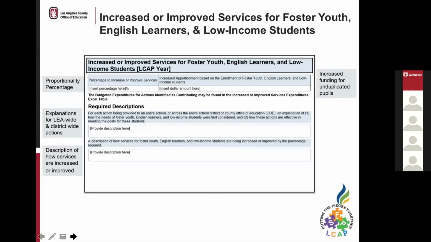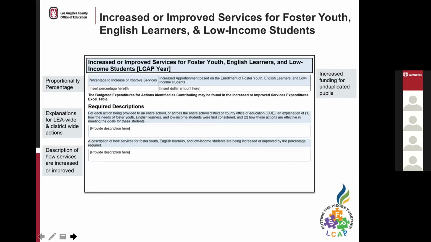This section, as I stated, aligns with the LCFF spending regulations. Here, the LEA identifies the amount and related proportional increase in funds the LEA receives for the LCAP year, based on their number and concentration of the unduplicated pupil groups. The calculation for proportionality identifies the percentage by which services for unduplicated pupils must be increased or improved above services provided to all pupils in this LCAP year.